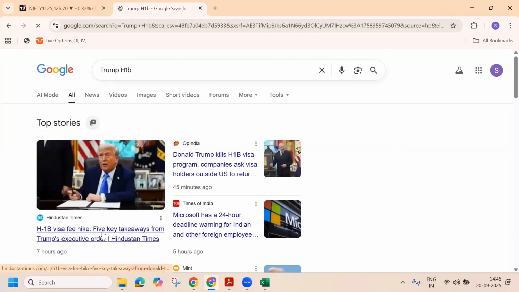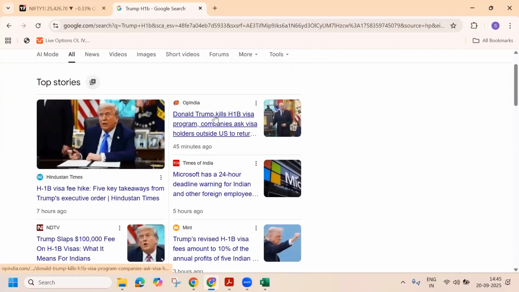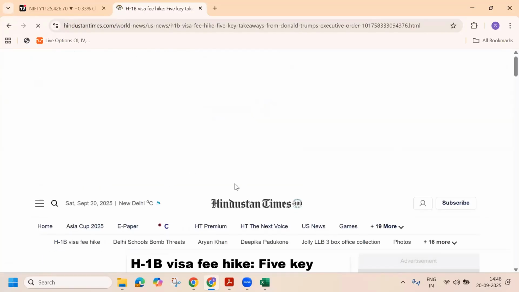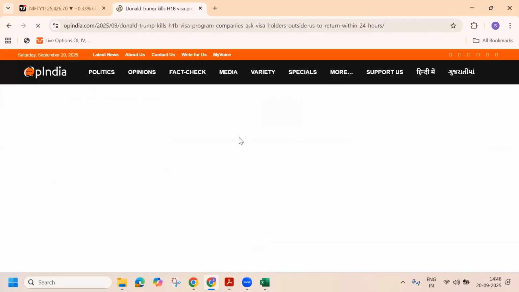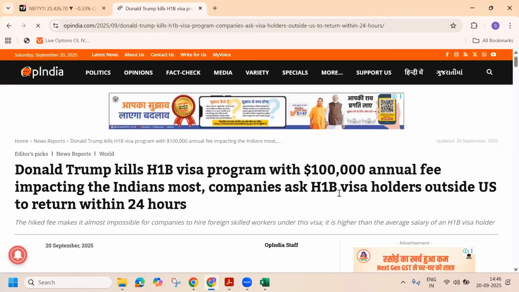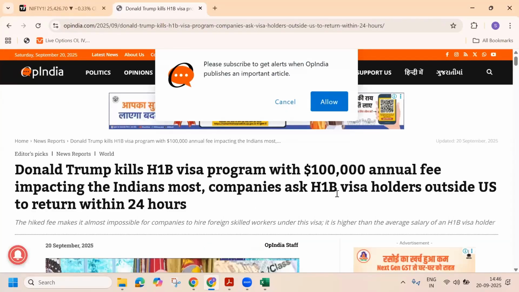This one: Donald Trump kills H1B visa program. Companies ask visa holders outside the US to return within 24 hours. It is more important. Companies ask H1B visa holders outside the US to return within 24 hours.